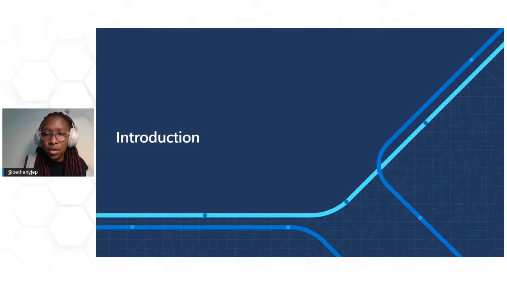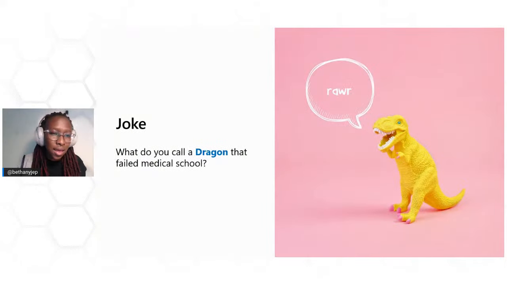As I introduce, I like telling a story about anomalies, but before I tell the story, maybe you can help me with this joke. What do you call a dragon that failed medical school? As I tell my story, you can type in the chat what ideas you have. It's based on a pattern, so if you identify the pattern, you can figure out the answer to the joke. But as you figure it out, let me tell you a story.